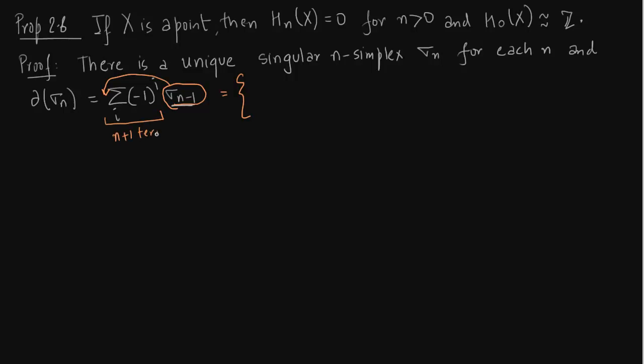It goes from 0 to n, so 0, 1, 2, 3, 4 to n is n plus 1 terms. So this is 0 for n odd, because n plus 1 is even, so the terms will cancel out, minus 1 plus 1. And for n even, n plus 1 is odd, so you just get sigma n minus 1. So this is how the complex is going to look. There is a unique singular n simplex in every dimension.